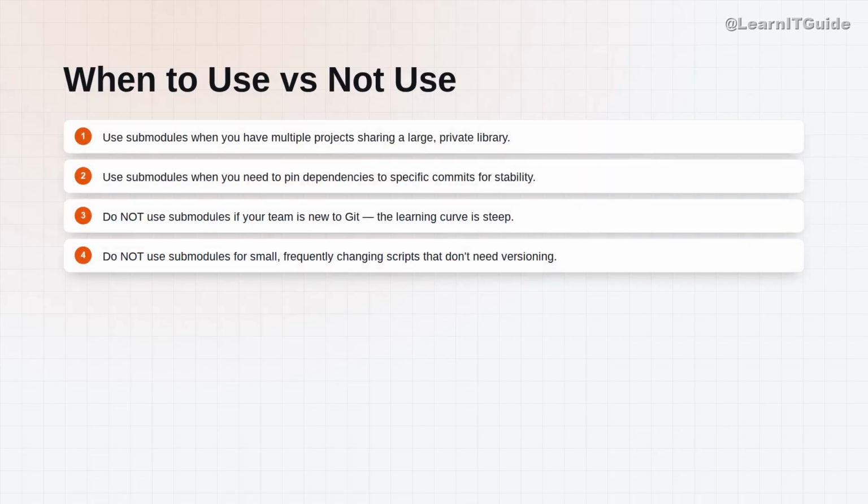Use submodules when you have multiple projects that share a large private library and you don't want the overhead of a private package server. They are also perfect when you need strict version control over dependencies for stability. But do not use them if your team is new to Git. The learning curve is steep, and if someone doesn't understand how to pull updates, they will get confused. Also, don't use them for small scripts that change every day. That is just unnecessary complexity. Use these criteria to decide if this tool is right for your situation.